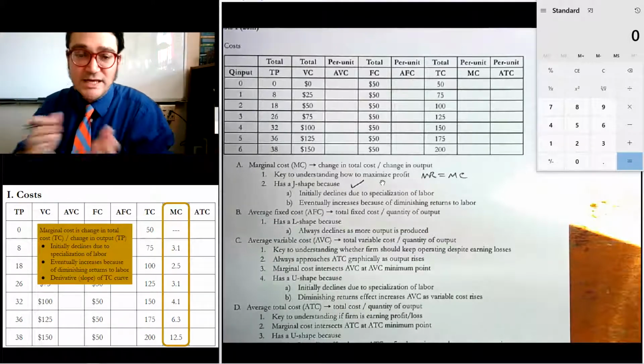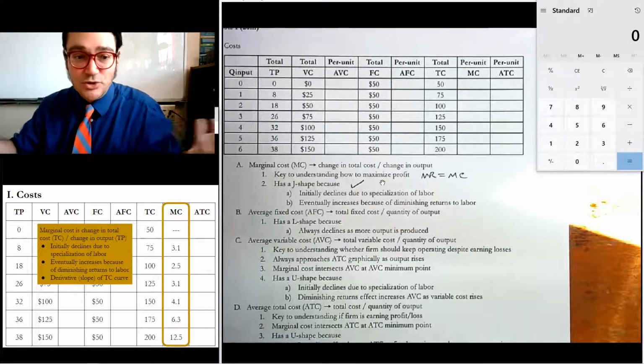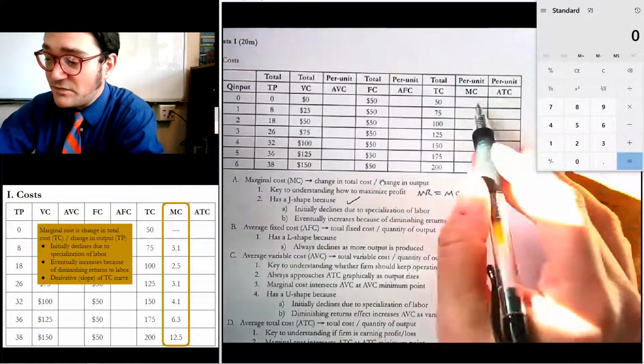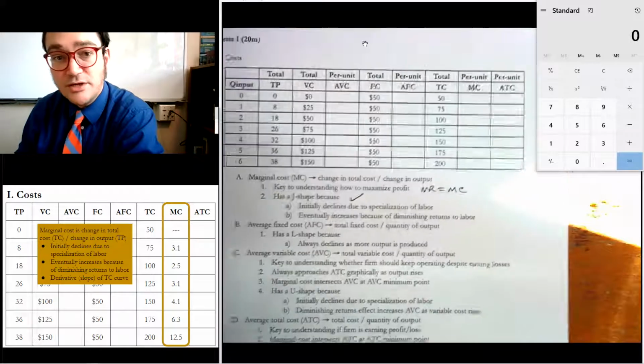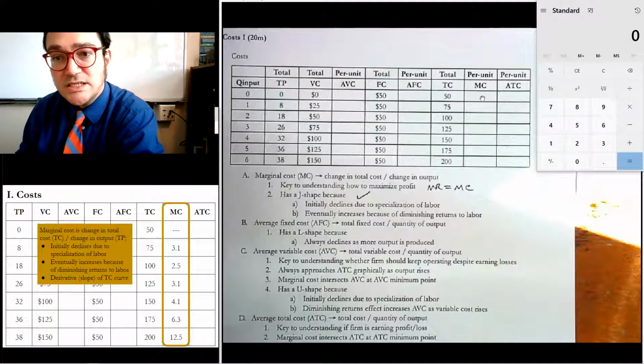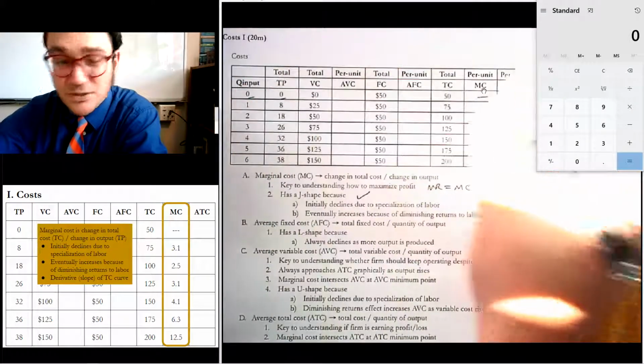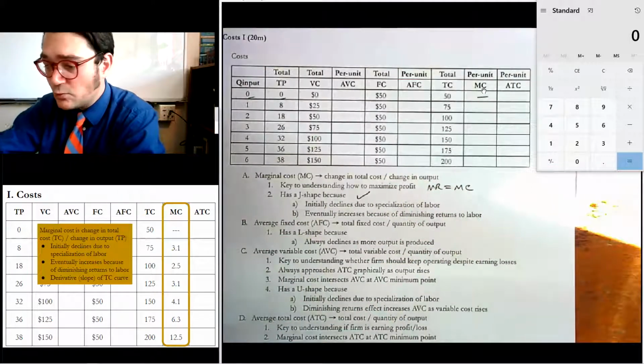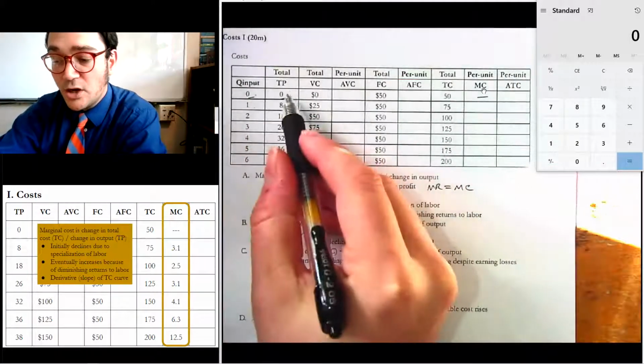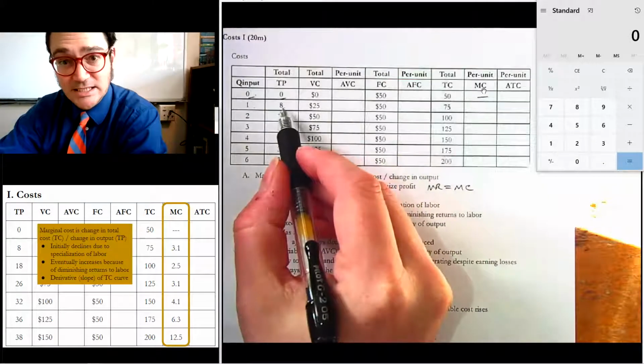So that's why it starts to go back up again: diminishing returns. So let's go ahead and solve marginal cost on a per unit basis. There isn't going to be one for this 0th worker, for 0 products, because there isn't a change. But going from 0 workers to 1 worker, our total product changes by 8.